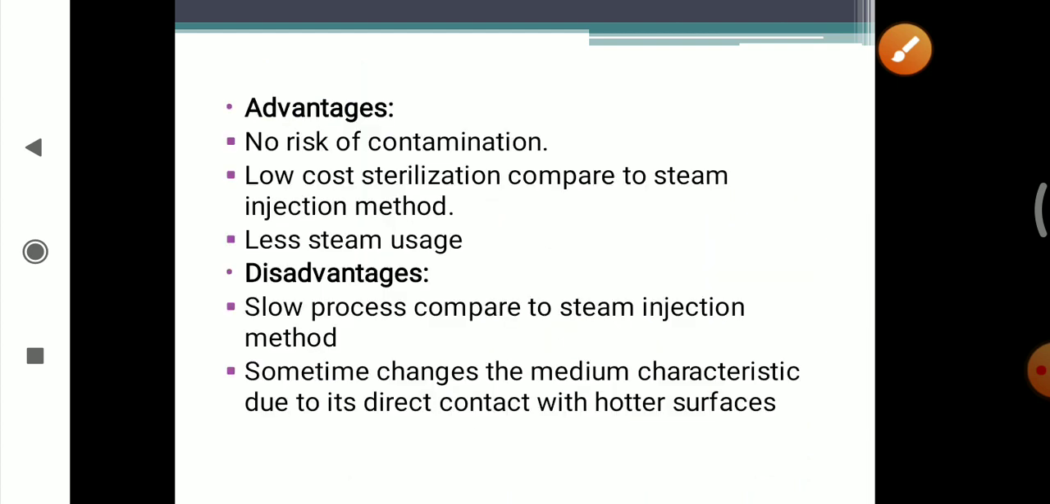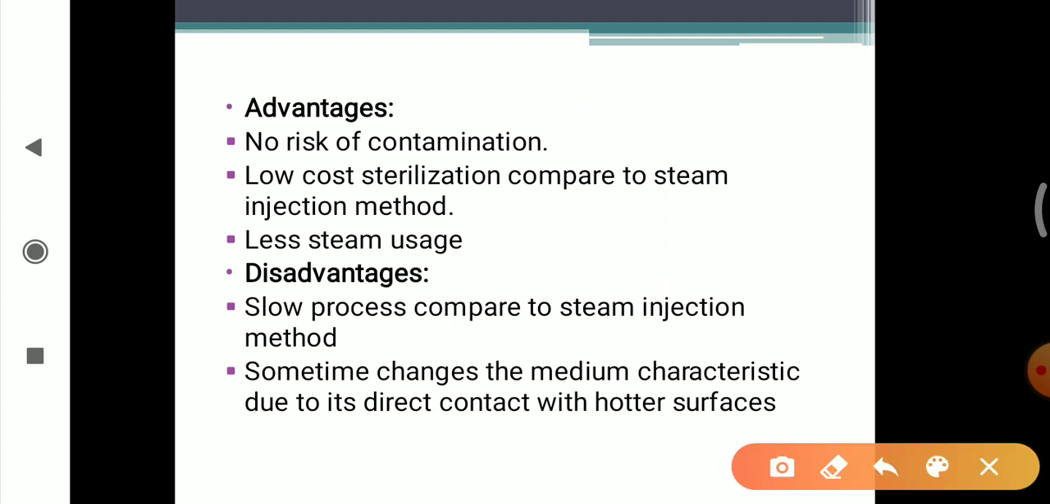Now we will see the advantages and disadvantages of this technique. The advantages are no risk of contamination, low cost sterilization compared to the steam injection method, that is the direct heat exchanger method, and less steam usage. The disadvantage is that it is a slow process compared to the steam injection method, that is, compared to the direct heat exchanger.